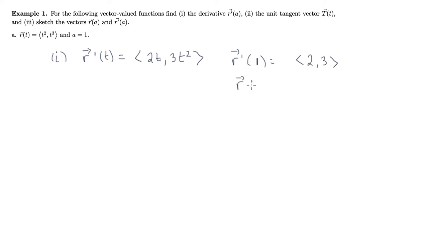And just for good measure, we'll plug that in, so the position vector there is 1, 1. We'll need that later. And then 2, we just want to find the unit tangent vector, T of t.